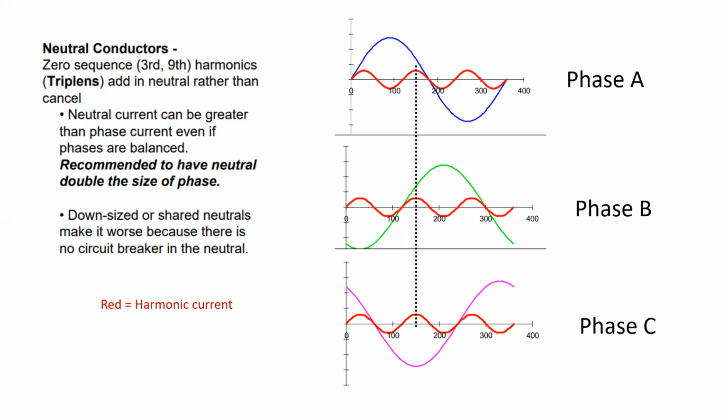And so because of this, if there are harmonics present in a system, often what we will do is increase the size of the neutral instead of downsizing. And the reason for that is to try to accommodate the increased value of current.